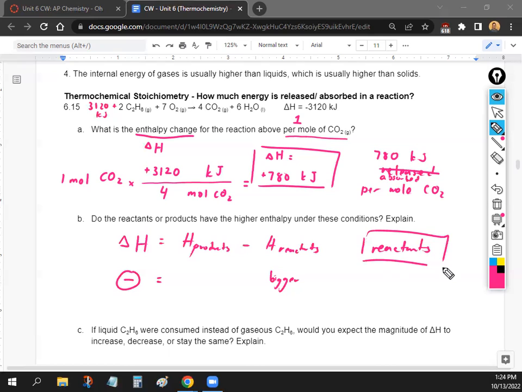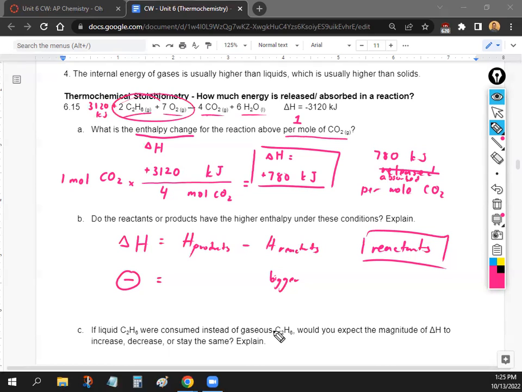There are two ways you can explain this. You can use this equation as your explanation. You can also use that fourth point, the one I put in just now: the internal energy of gases is usually higher. You have 9 moles of gas on one side, versus 4 moles of a gas and a liquid on the other. So there's more gas on this side, and that's another reason why it would have higher internal energy.